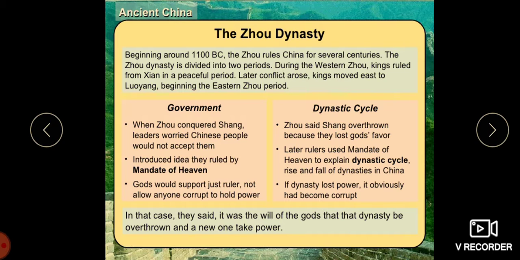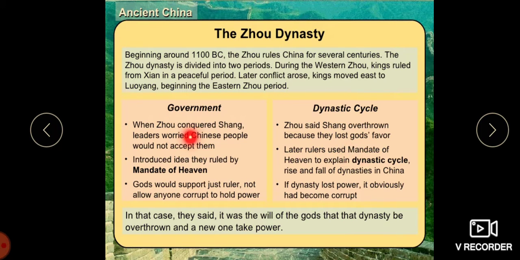So, beginning around 1100 BCE, children, the Zhou rulers ruled China for several years, the Zhou dynasty. The Zhou dynasty is divided into two periods. One is the Western Zhou, when the kings ruled from Xi'an in a peaceful period. Later, conflict arose. The kings moved towards the east to Luoyang, the beginning of the Eastern Zhou period.